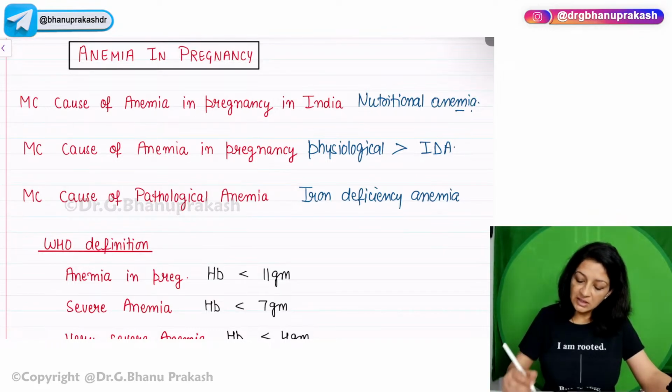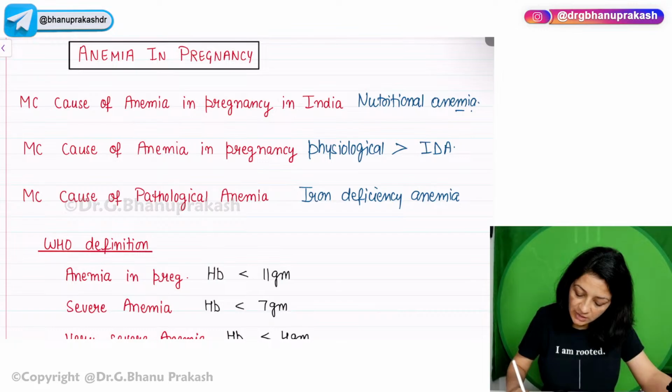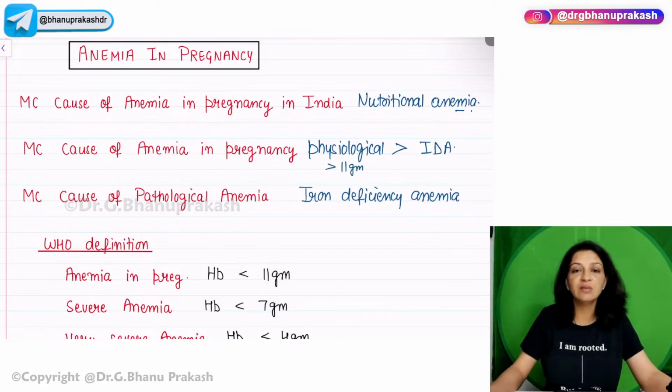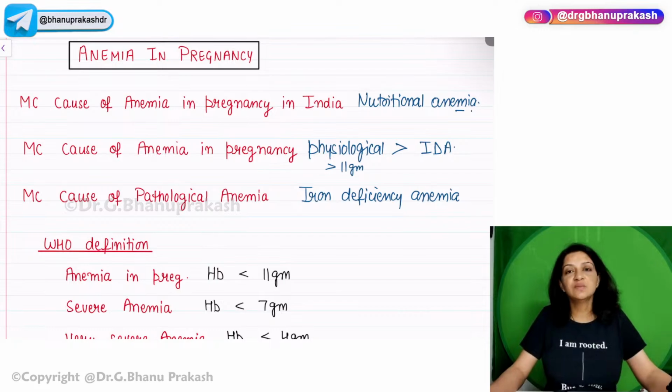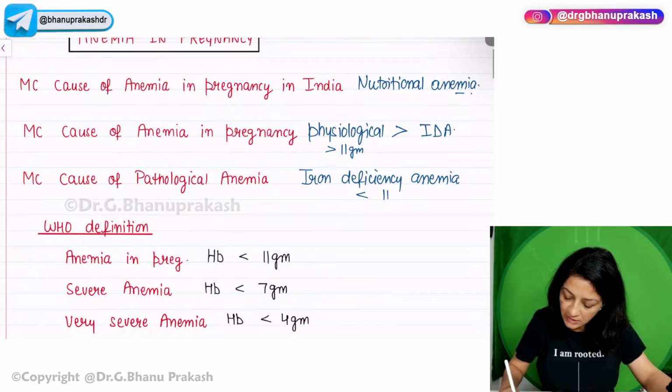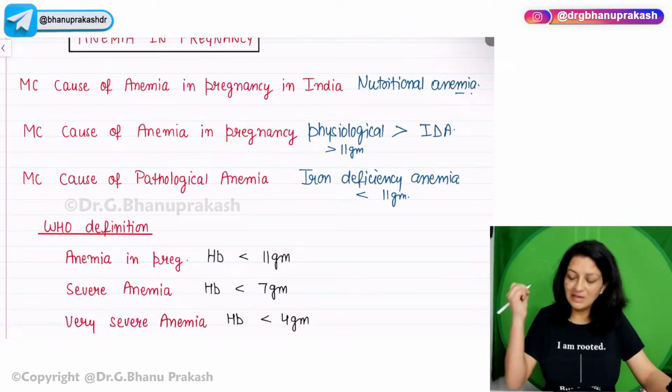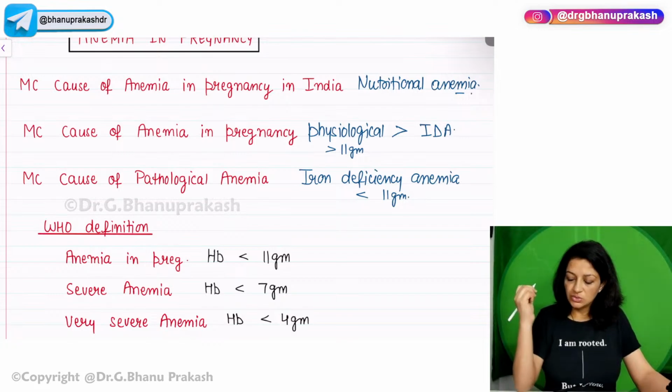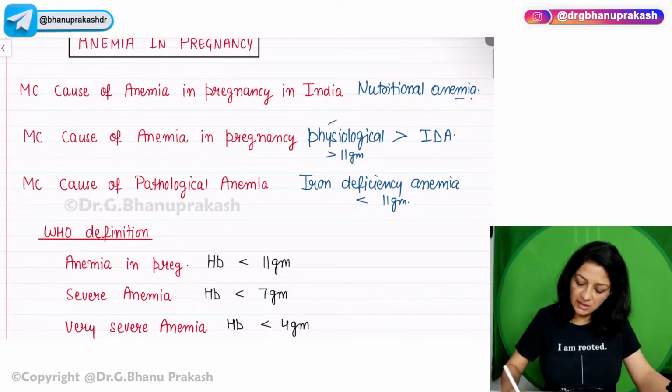So in physiological anemia, Hb will always be more than 11 grams. It is not that hemoglobin falls below 11 grams in physiological anemia, but in iron deficiency anemia, hemoglobin falls to less than 11 grams. So physiological anemia is mainly due to hemodilution.